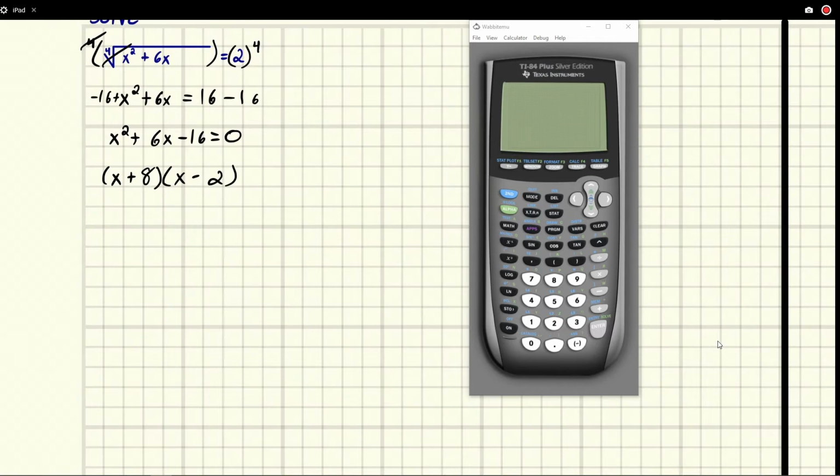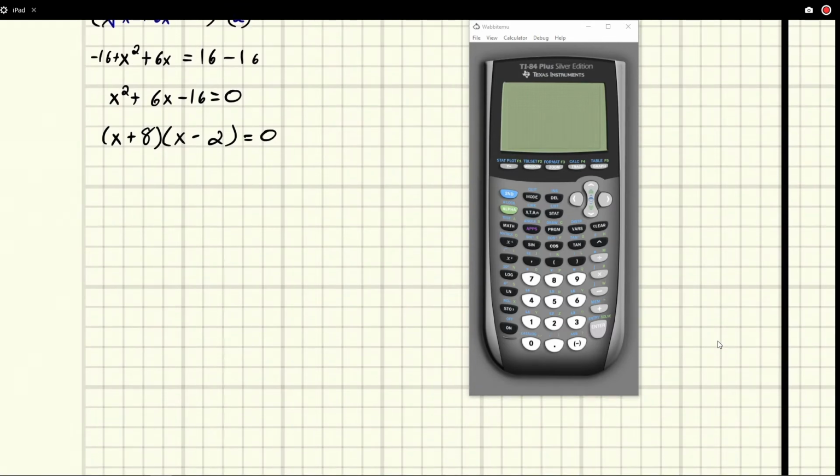Now you can also use the quadratic formula if you feel so inclined to solve this. But now that we've got this, we can use the zero factor property. So x plus 8 is equal to 0, and x minus 2 is equal to 0. And we get x is equal to positive 2 and x is equal to negative 8.